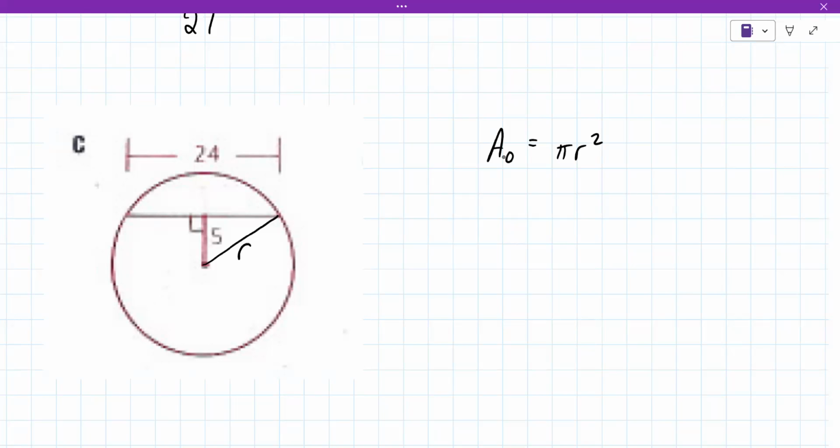Any idea what the length is in this part of it? That would just be 12. Yeah, 12, and so that would be 13. So it's pi times 13 squared, or 169 pi.